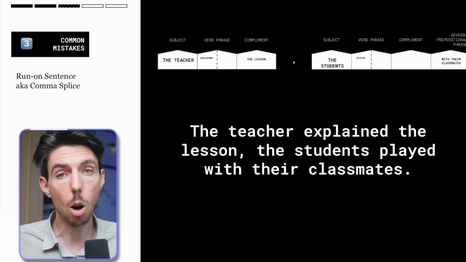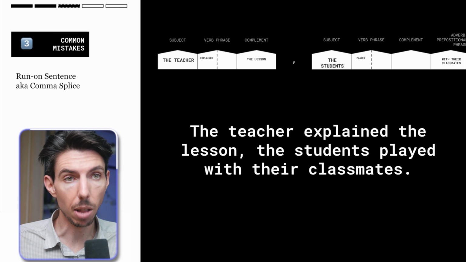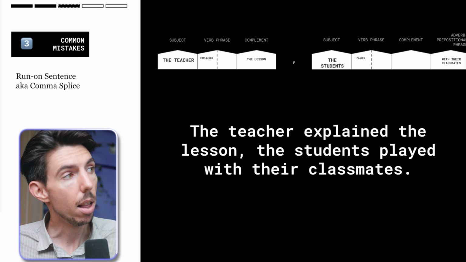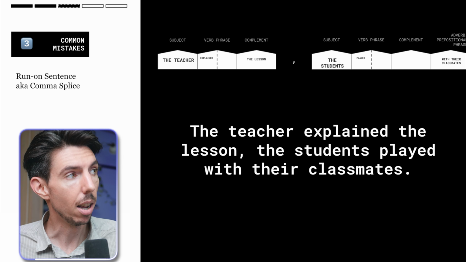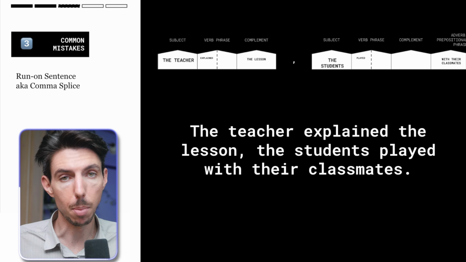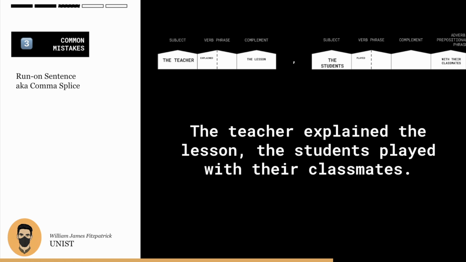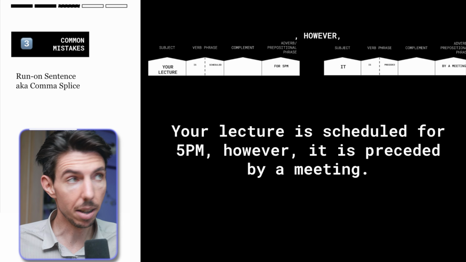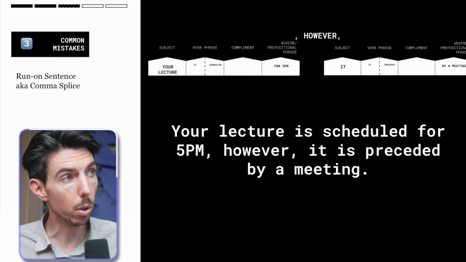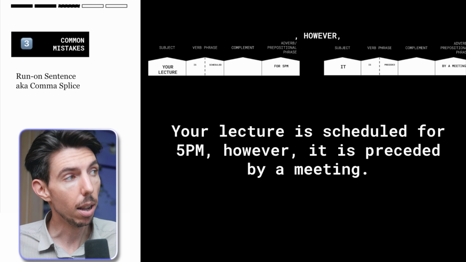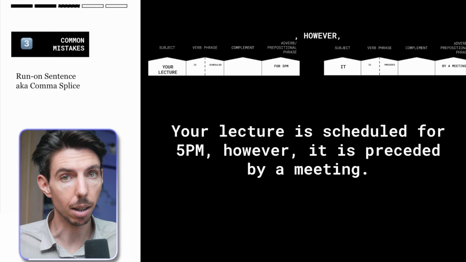This next one, we call it a run-on sentence or a comma splice. Okay, so what's happening here? The teacher explained the lesson. The students played with their classmates. What's wrong with that sentence? Here's another run-on sentence. We have, your lecture is scheduled for 5 p.m. However, it is preceded by a meeting.